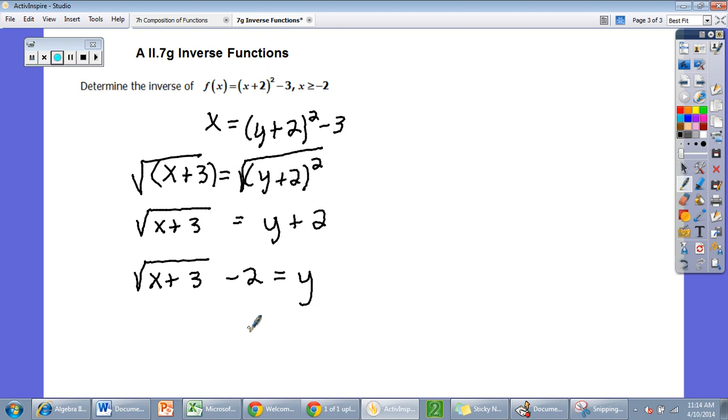Now, a common mistake here is subtracting 2 inside. Remember, we can't do that. That has to stay on the outside. So your final answer here would be the square root of x plus 3, that's on the inside of our radical, minus 2.